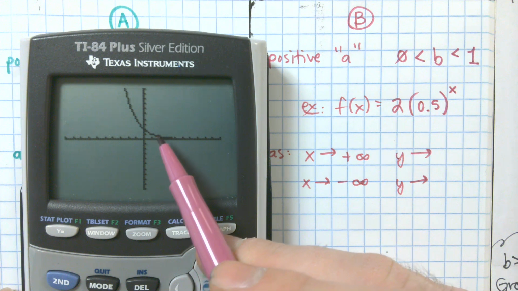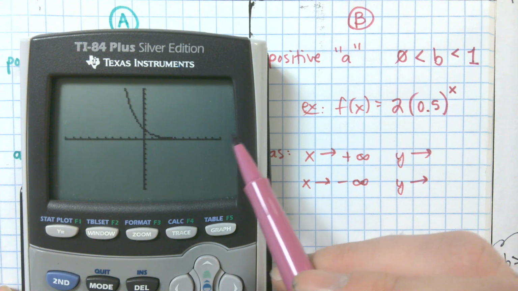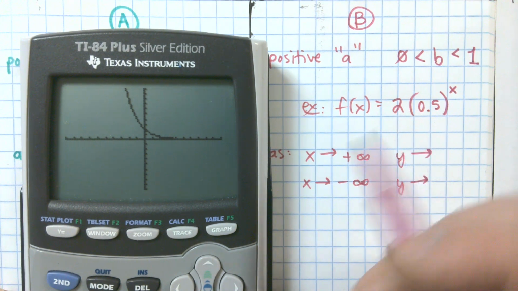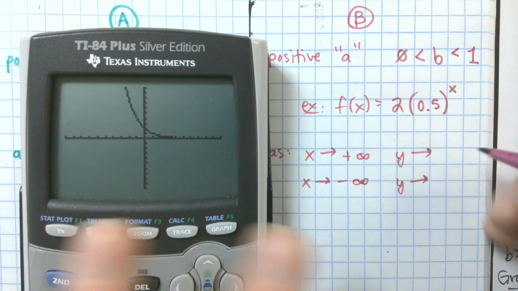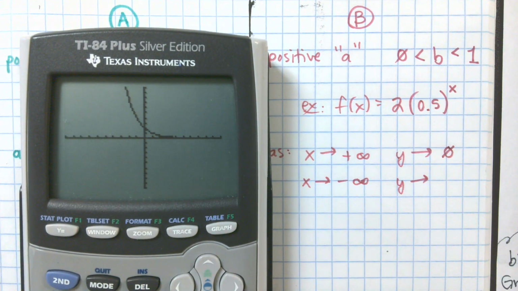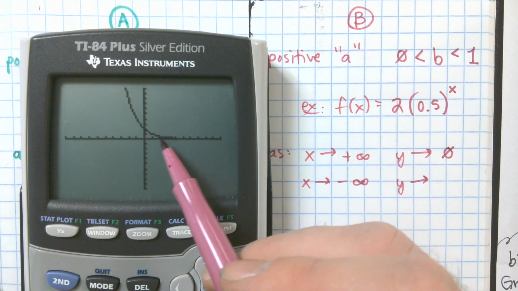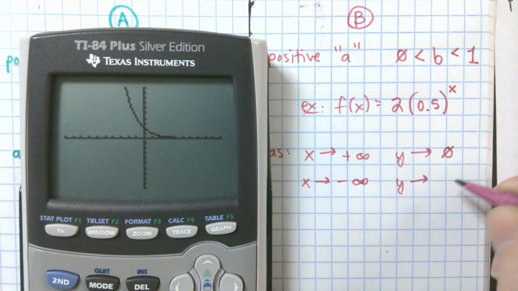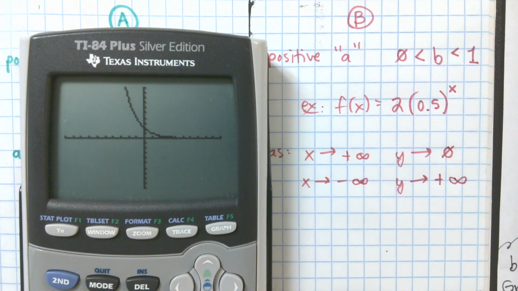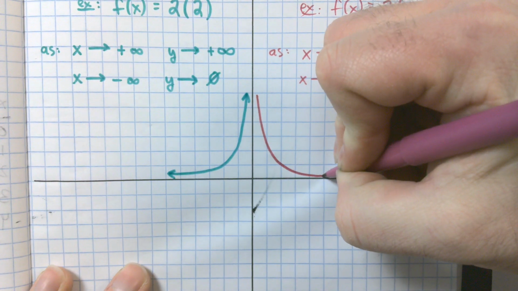Now, as x approaches positive infinity, again, I'm looking to the right, to the right, to the right. What's happening to my function now? Where is it approaching? 0. As my x-axis goes to the right, my function is approaching 0. But as my x value goes to the left, what's happening to my function now? It goes to the positive. It's going up to positive infinity.